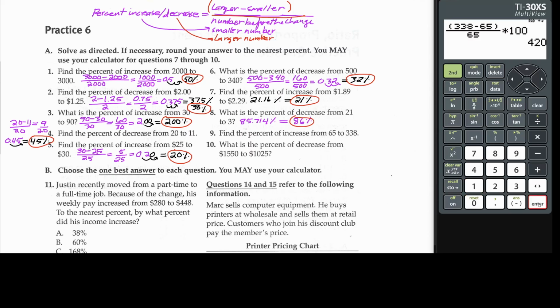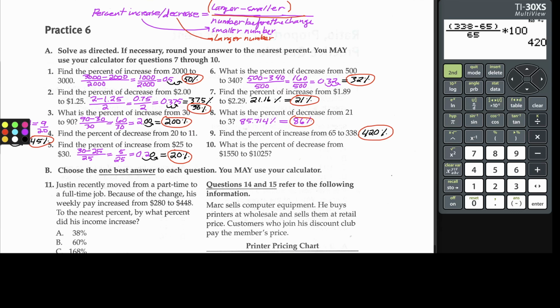Press enter. That's exactly 420. Okay, let's write 420 here. Because I don't have to do any rounding, so 420% increase. That's a lot of increase right here. It increased a little more than 4-fold.